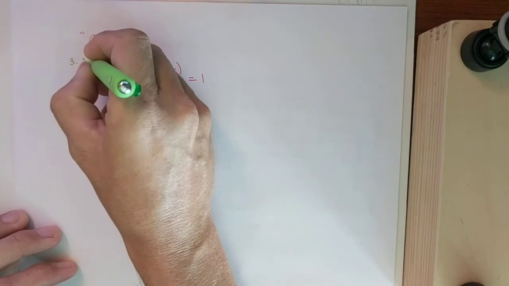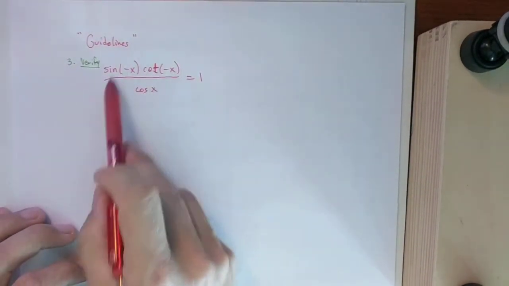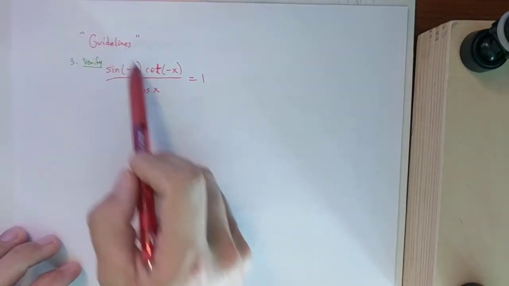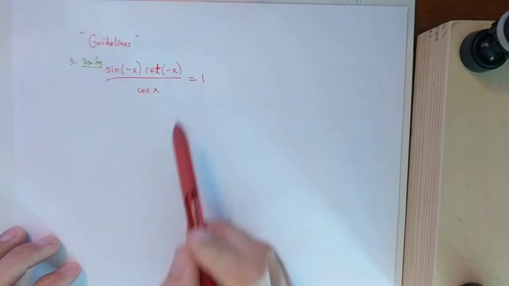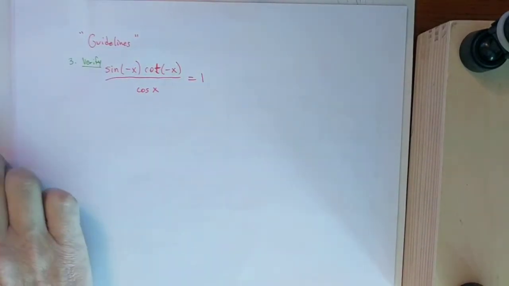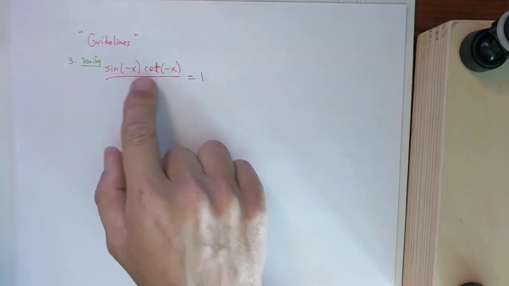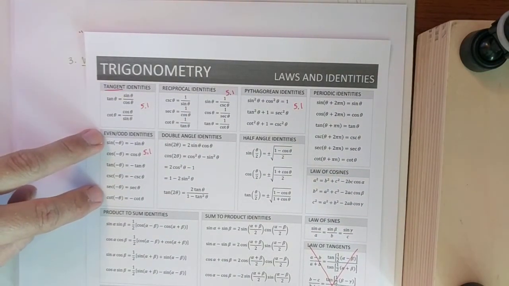All right, so number 3, we want to verify this identity, right? We want to show that all this stuff really does equal 1. Looking at our guidelines, we're going to try to work with the more complicated side and get that simplified so that it equals 1. Another thing we should point out is that when an angle has a negative sign, like negative x, the opposite of x, we're going to use these even-odd identities.